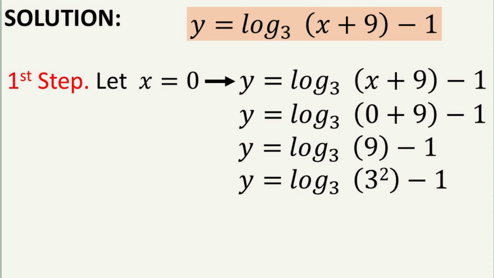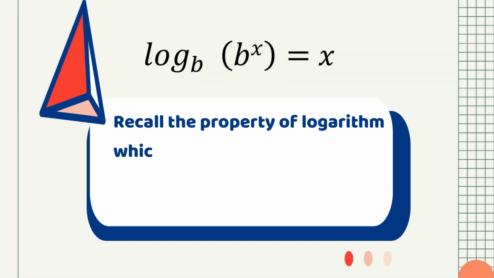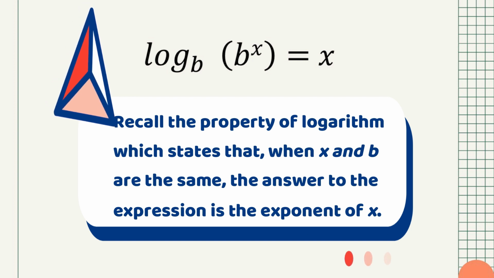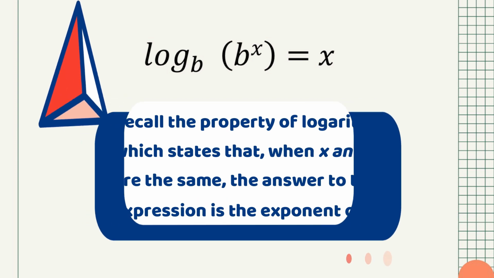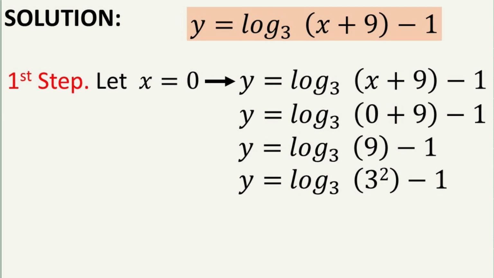I will express 9 as 3 to the power of 2. In this manner, my x and b are the same. Recall the property of logarithm, which states that when x and b are the same, the answer to the expression is the exponent of x. So, the expression logarithm of 3 to the power of 2 to the base 3 equals 2. By substitution, we have y equals 2 minus 1 equals 1.